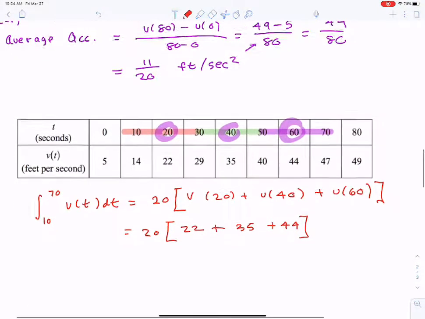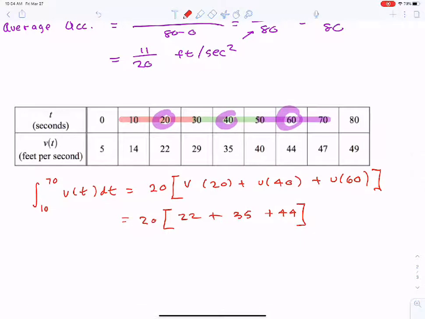So the meaning of this is, think about what we did. We just found a displacement, right? A definite integral gives me a displacement. Let me sum up what I'm going to say really quickly, and then I'll write it. So this thing right here represents the total distance traveled from time 10 to time 70. Okay?